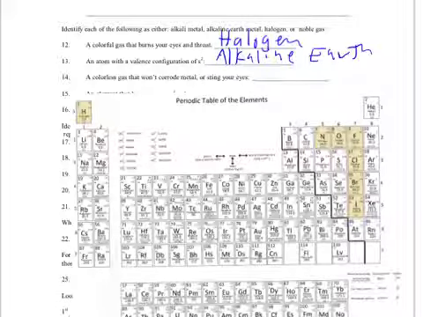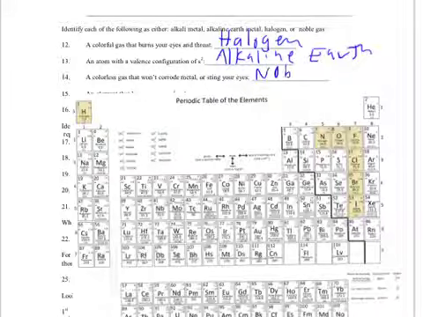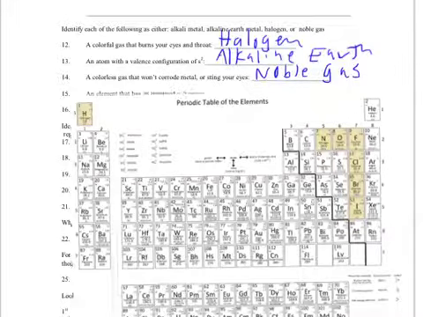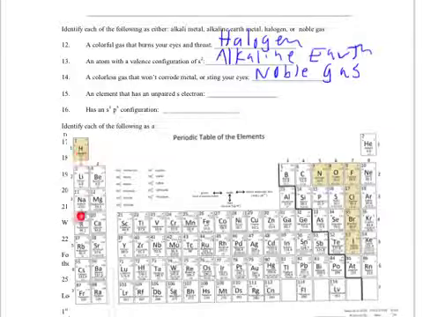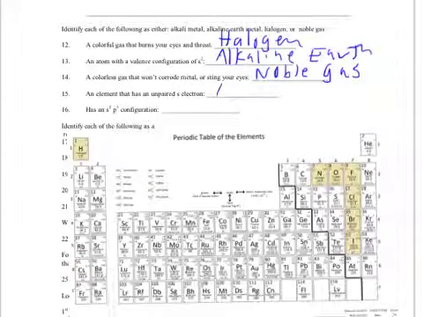Colorless gas that won't corrode metal or sting your eyes. That looks like it'd be these over here, the noble gases. Let's see what we got here. I'm going to move this down. Number 15, an element with an unpaired s electron. Well, that'd be these guys here. They have unpaired s electrons, and that makes those alkali metals.